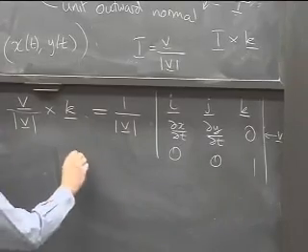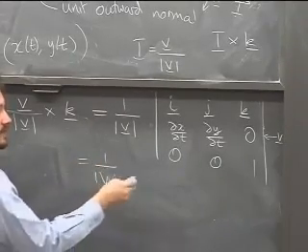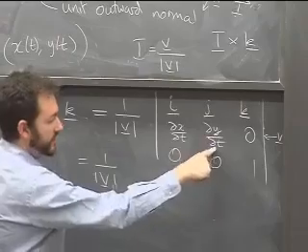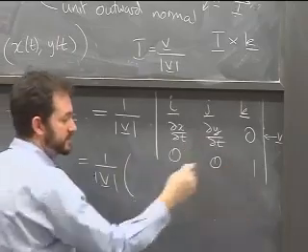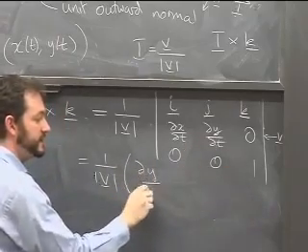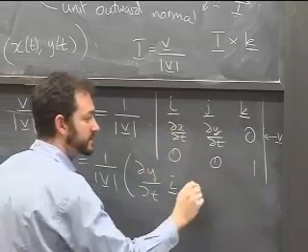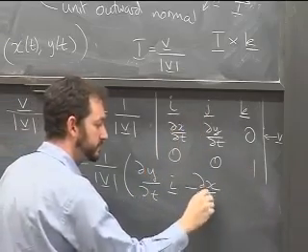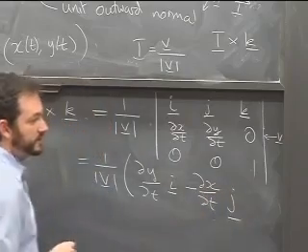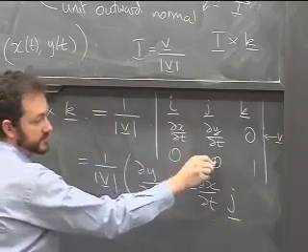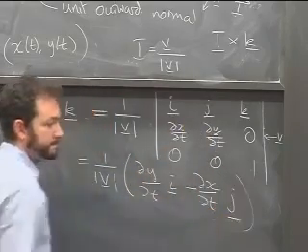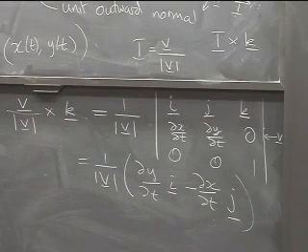So what do I get? I get 1 over |v|, and then this is dy/dt times i, minus dx/dt times j. And if you work it out, the k coordinate is 0, because this times this is 0, this times this is 0. So that's what the unit normal looks like.